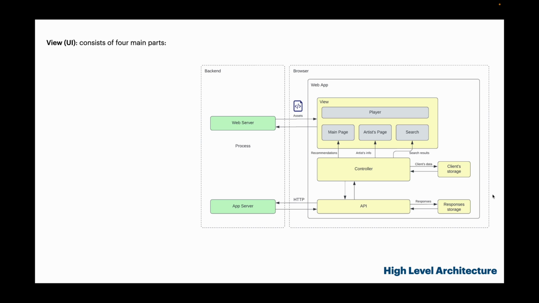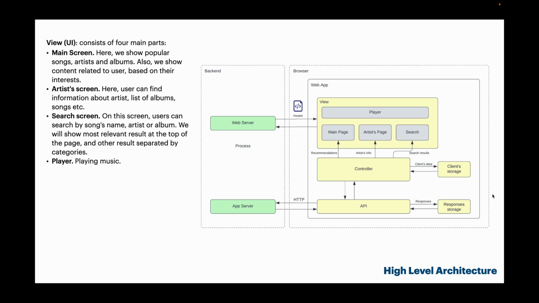Separating components into layers provides a reliable and clean architecture, allowing changes in one layer without affecting other parts of the application. The architecture consists of three main components: view, controller, and model. Our schema is more complex, so let's delve into the details. The view, or UI, is the visual layer responsible for displaying UI elements on the page. In our case, it includes four main components: main screen, artist screen, search screen, and player.